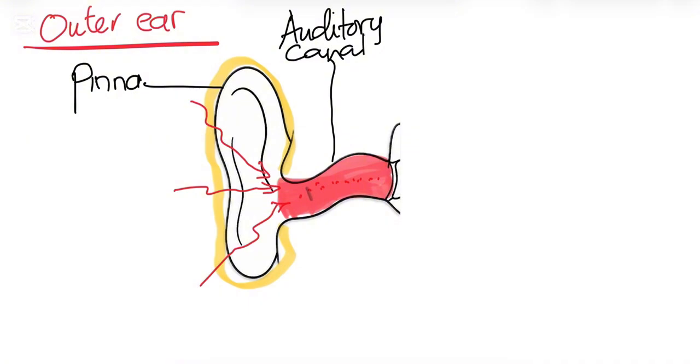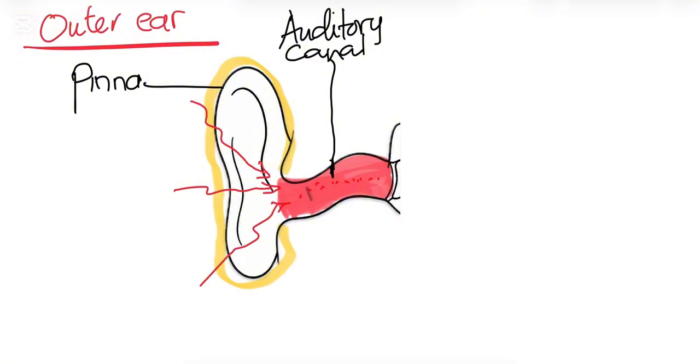In fact, it actually prevents foreign substances from entering the ear, because remember, it is a sticky substance, so it traps things like dust so that they don't go anywhere further into the ear. All right, so that's our auditory canal.